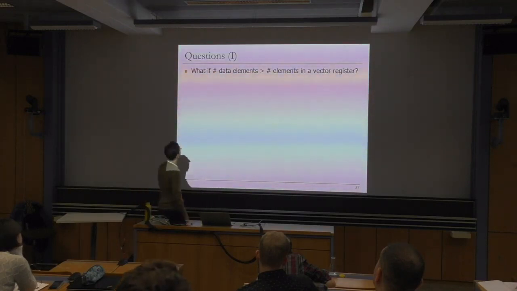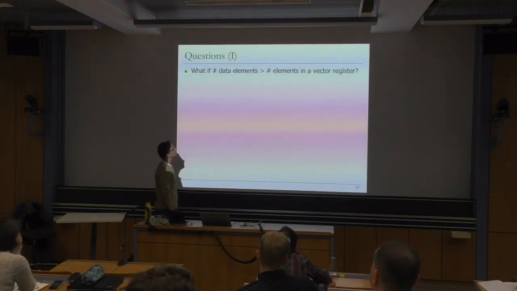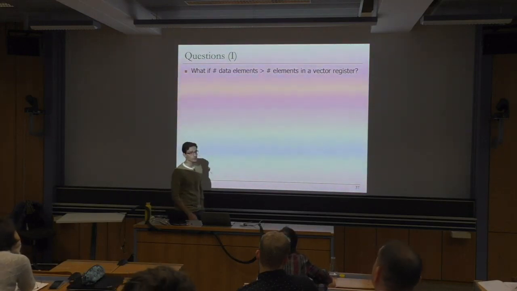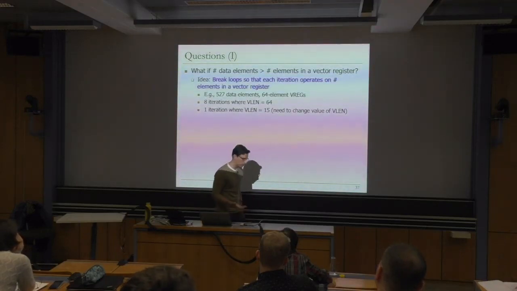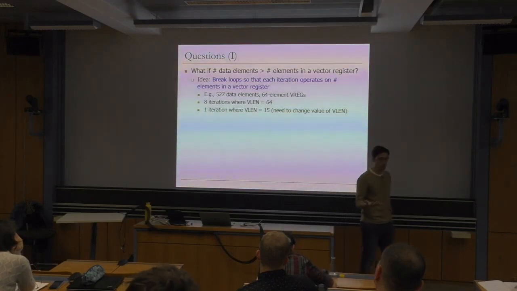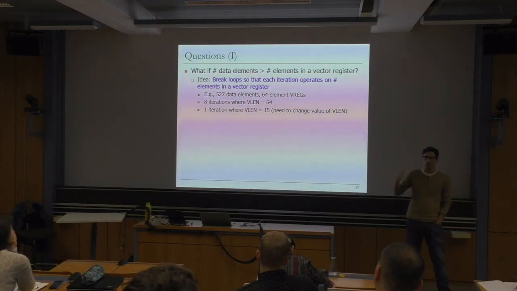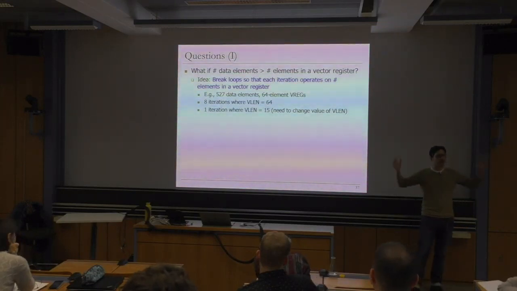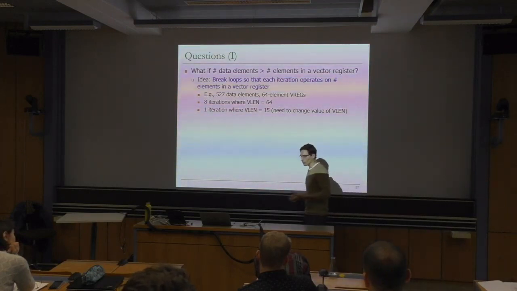Next thing: what if the number of data elements is greater than the number of elements in a vector register? That's an important question. Why? Because in the previous example, we were assuming that vector length was 50 and we have 50 processing elements, so our vector registers can hold these 50 elements at the same time. But that won't always be the case, right?